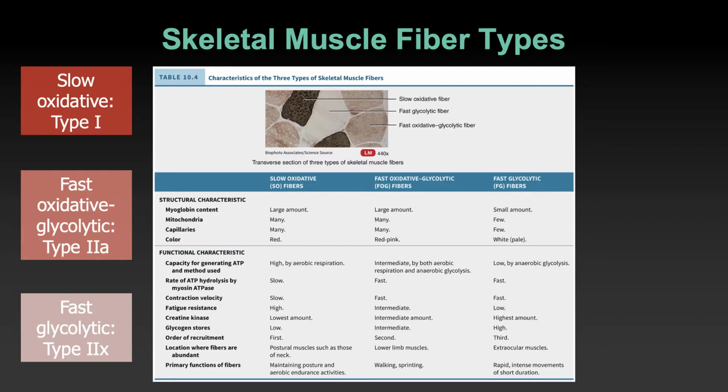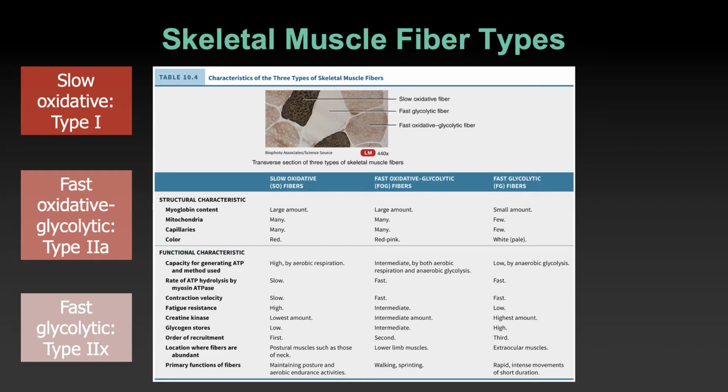On the extreme, type 2X is the exact opposite of what I just described. Type 2X is not marathon muscle. It doesn't use oxygen at all. You can only use it for seconds, but it generates a ton of force. And then it very quickly fatigues.